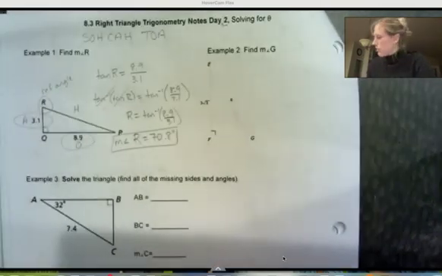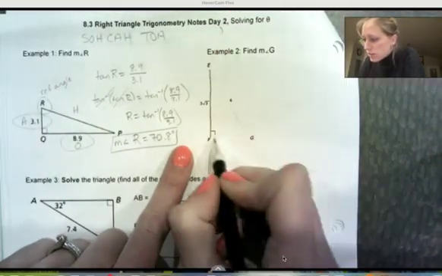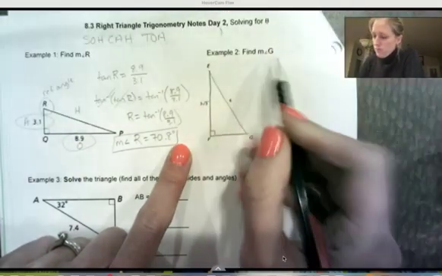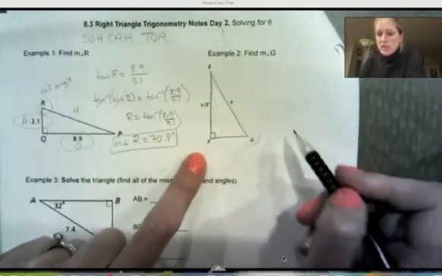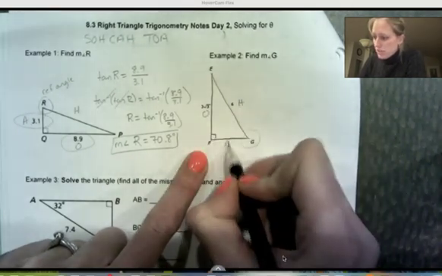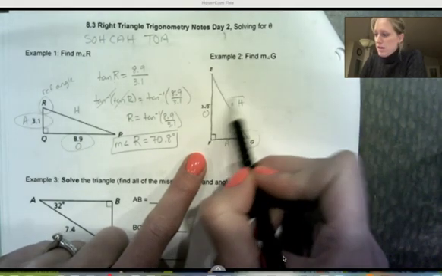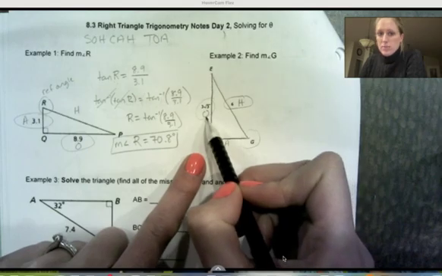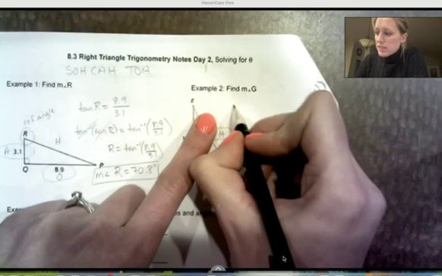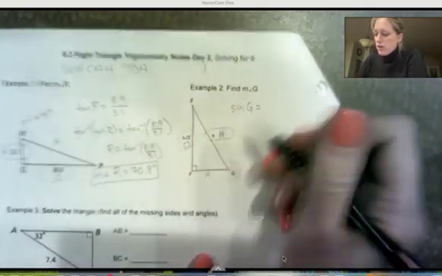Now, this triangle is really hard to see, but we want to find angle G. Here is my hypotenuse. G is the opposite adjacent. So G is my unknown, so I need to know both sides. I know the hypotenuse and I know the opposite, so O and H go with sine. So we're going to do sine of angle G is opposite over hypotenuse.